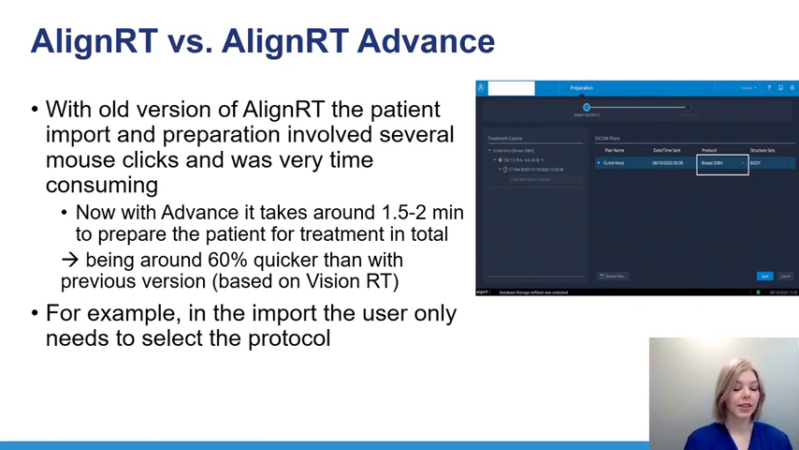Okay, and to shortly name some advanced version improvements which have made our workflow easier. In the previous version, importing the patient was behind several stages and thereby time-consuming. Now with the advanced version, it takes around 2 minutes in total to prepare the patient for the treatment in AlignRT. And in the import phase, for example, we need to select the protocol, as you can see in the image. If I can show you with the mouse here, you just have to pick the protocol and the plan name. Very simple indeed.